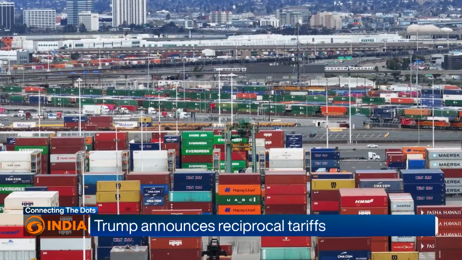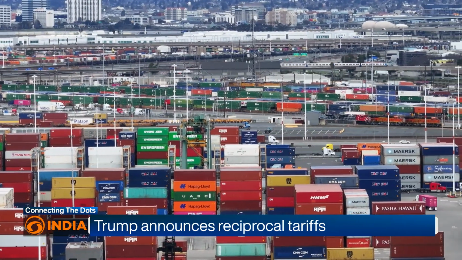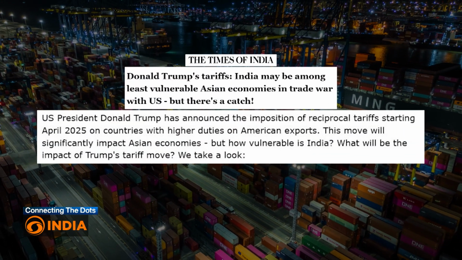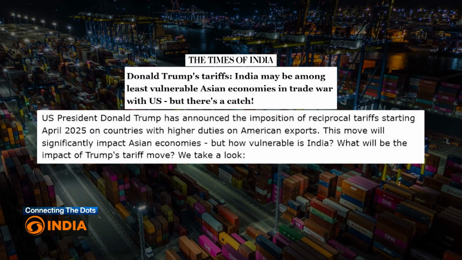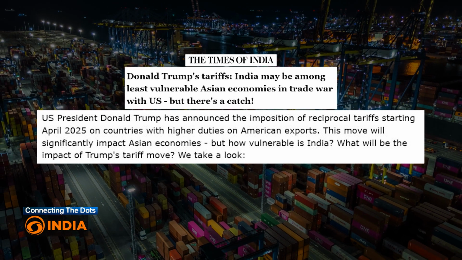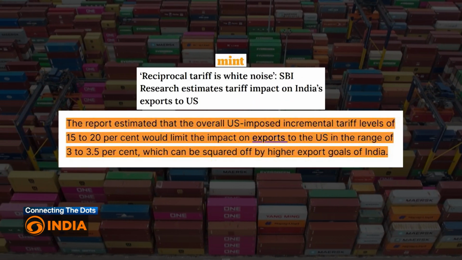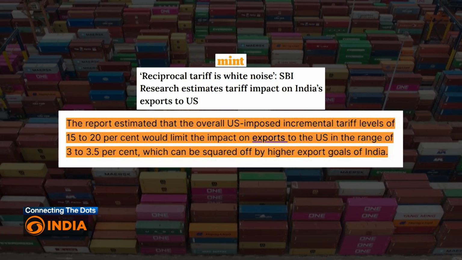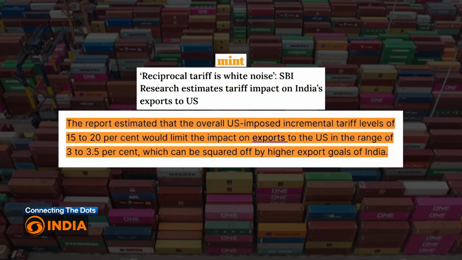So what will the impact of Trump's reciprocal tariffs on India be? A report says India is among the least vulnerable Asian countries in this trade war. According to SBI research, the US tariffs would likely limit the impact on Indian exports to the US to just 3 to 3.5%.